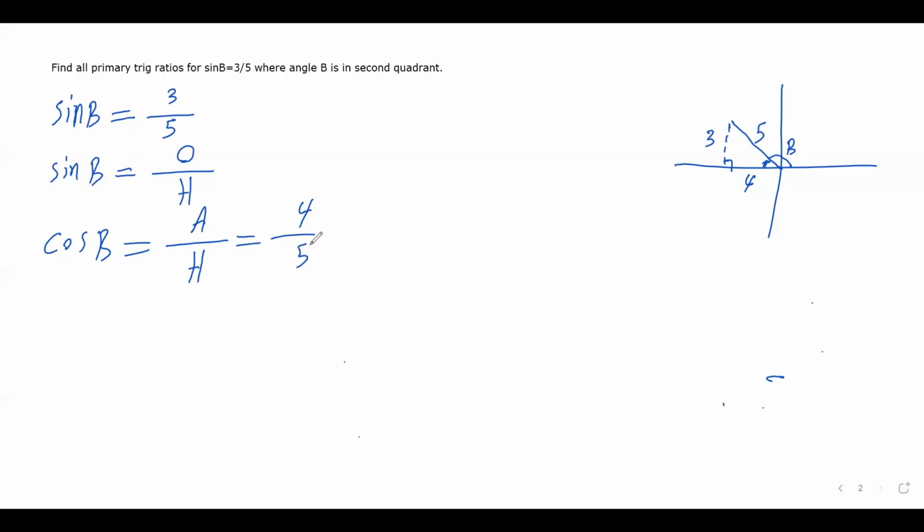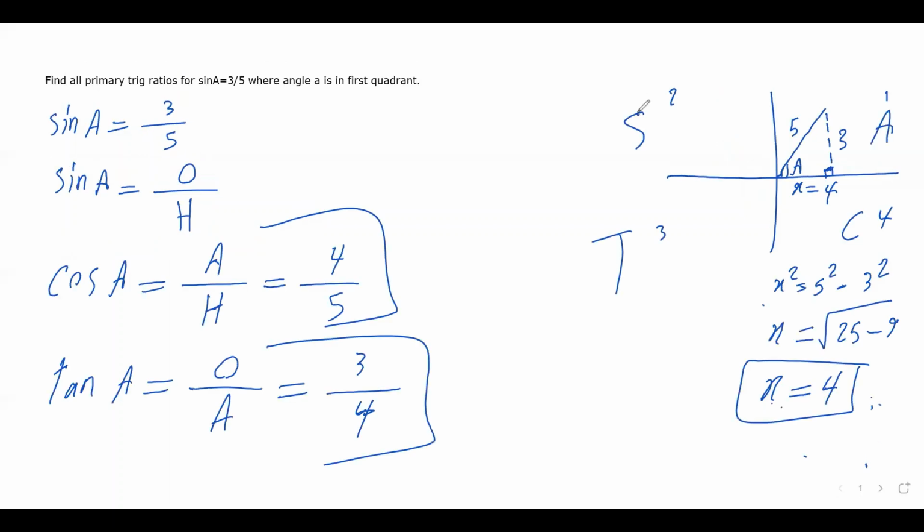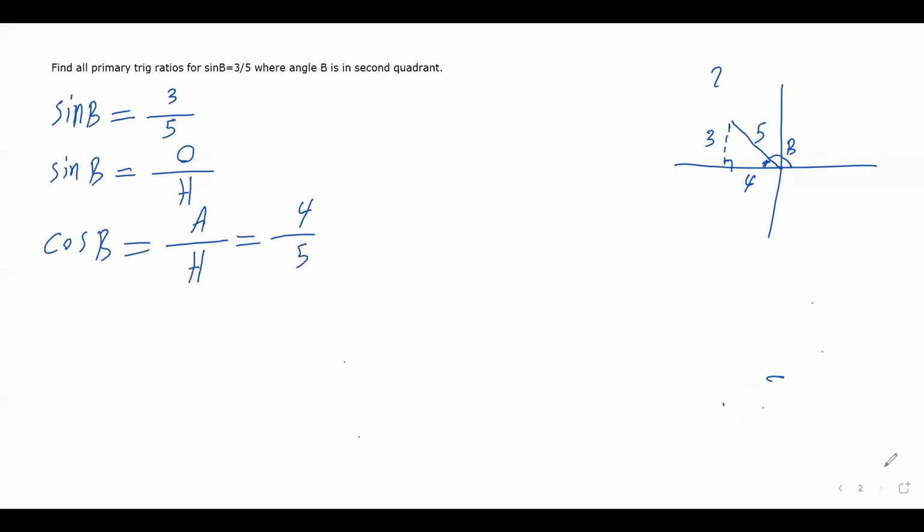But you need to pay attention to the sign. We are in quadrant 2. In quadrant 2, the only thing that is positive is sine. So cosine and tangent should be negative. So this ratio should be a negative number. So this is negative 4 over 5. So your cos B is negative 4 over 5.